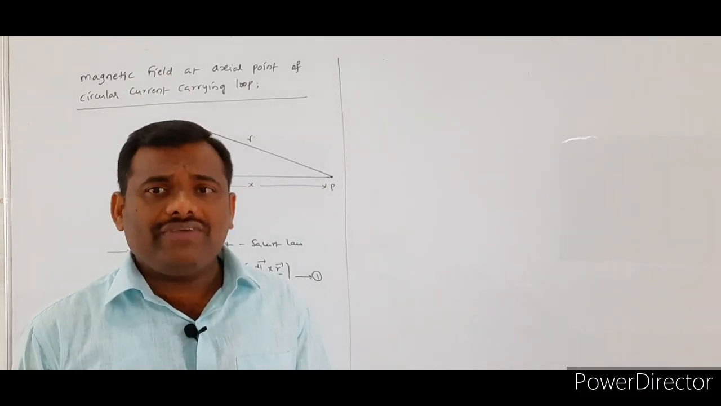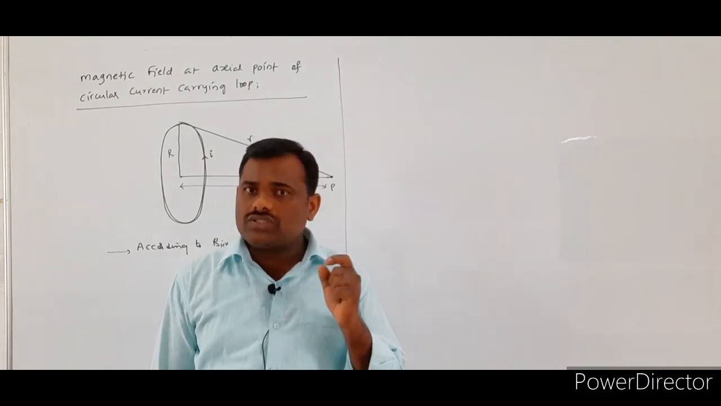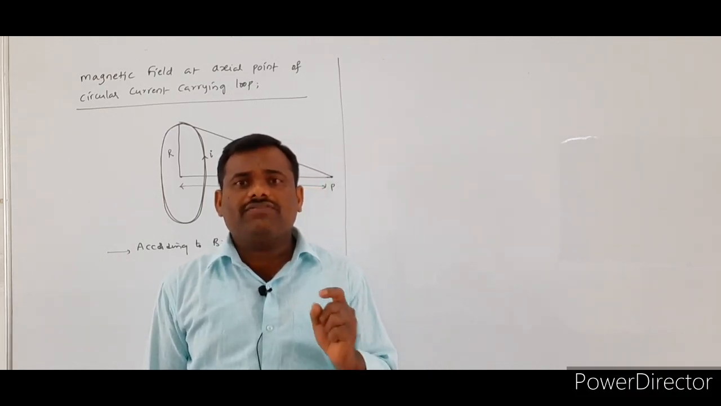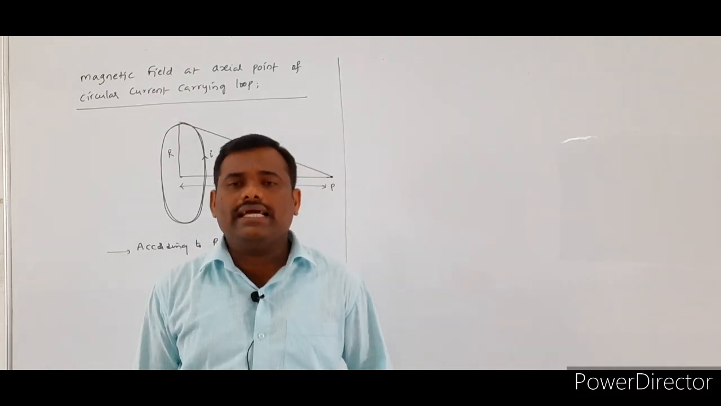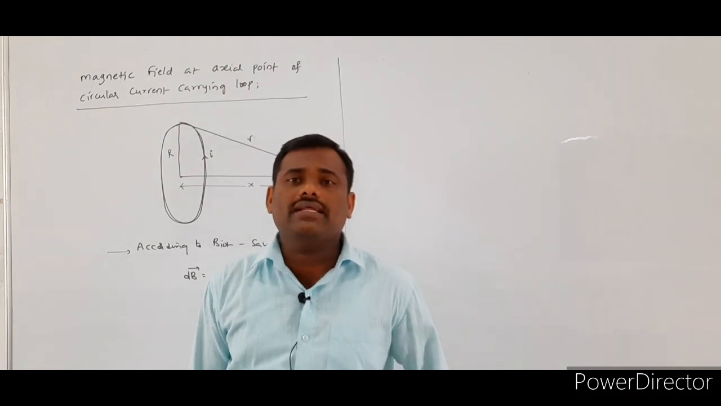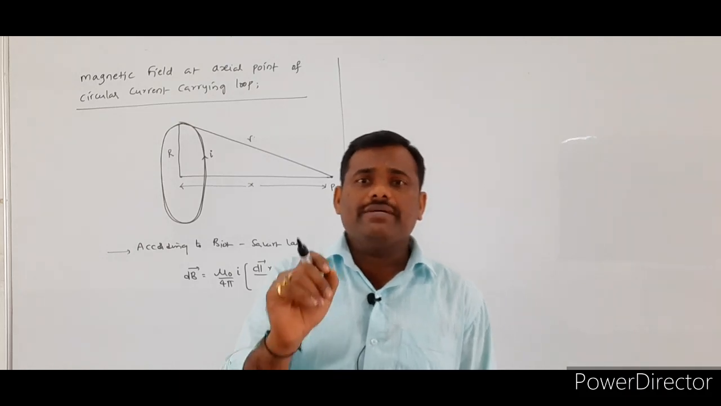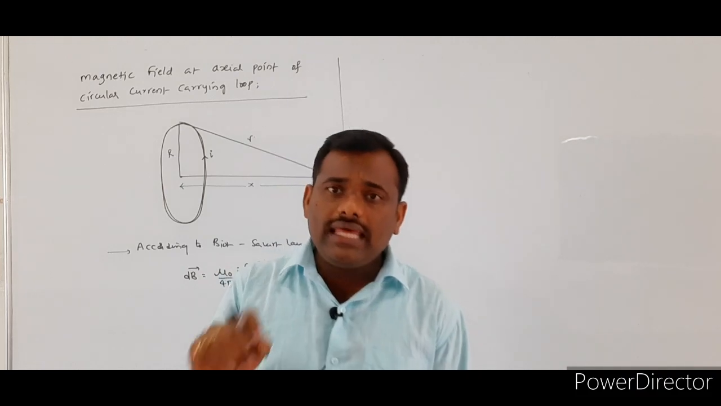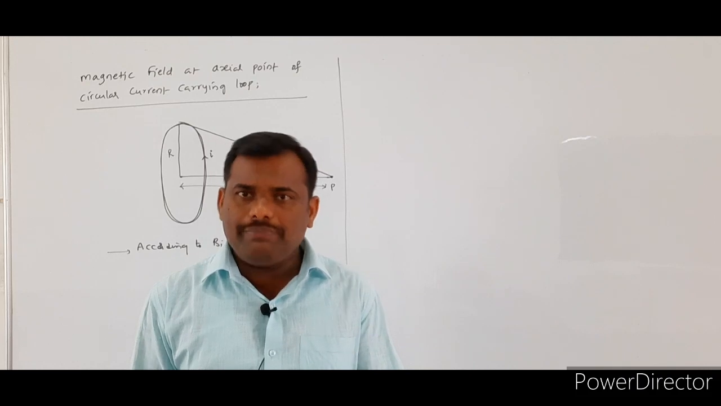So the basic idea, we know that according to the Ørsted principle, whenever a current is flowing through any one of the current carrying conductors, around the current carrying conductor a magnetic field is developed. What is the fundamental law of the Ørsted principle? According to the Ørsted principle, whenever a current is flowing through any one of the current carrying conductors, around the current carrying conductor, magnetic field will be developed.